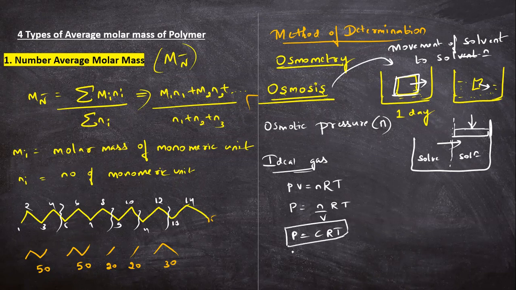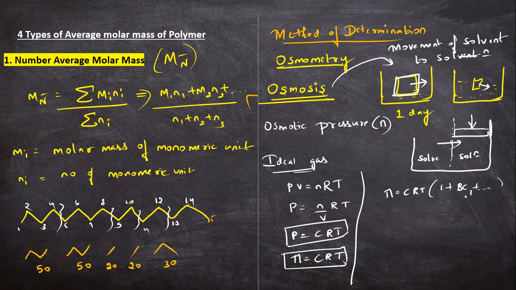Just a second, guys. So this pressure, let me write it as pi. Pi is equals to CRT, where pi is osmotic pressure. This is also pressure, this is also pressure. So I am just replacing this P by pi. Actually we will use this equation like this only, but it is represented like pi equals CRT (1 plus BC and so on).